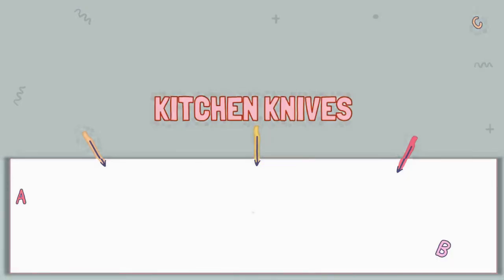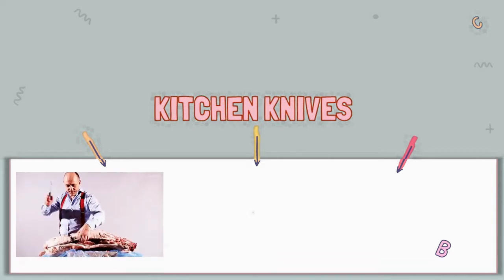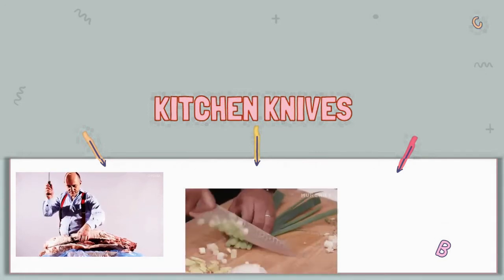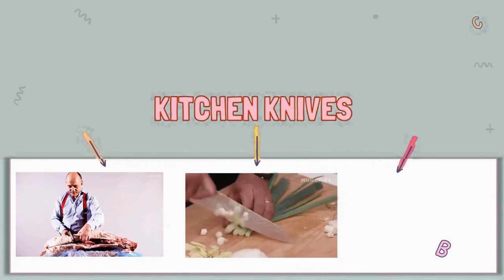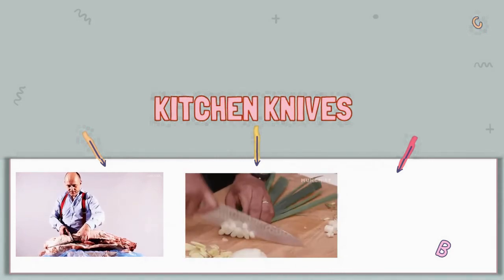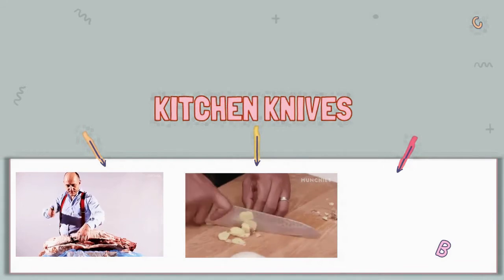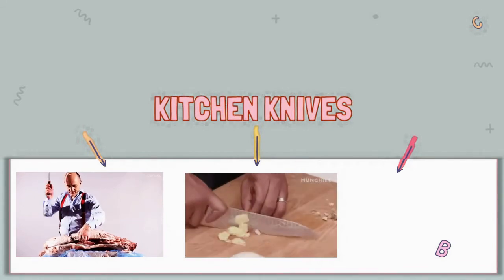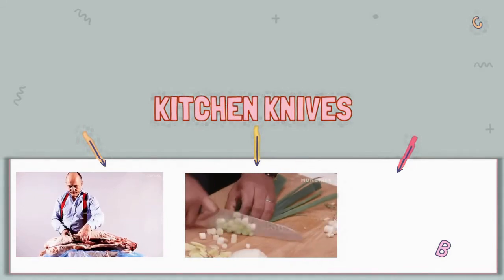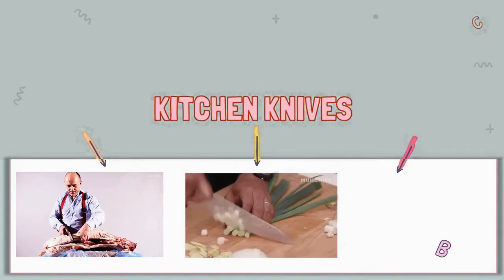So we have here the butcher knife. So the butcher knife is one of the biggest kitchen knives, right? And this one is used for cutting large portions of meat. And then next we have the French knife. The French knife is one of the most essential kitchen knives because of its flexibility. This one is used for cutting, slicing, dicing, and mincing different kinds of ingredients.